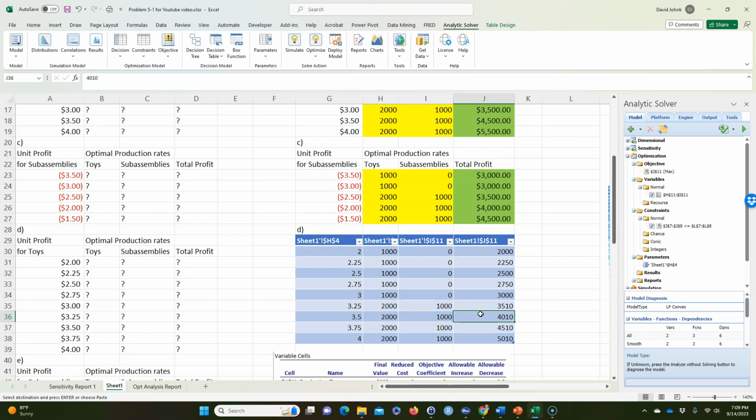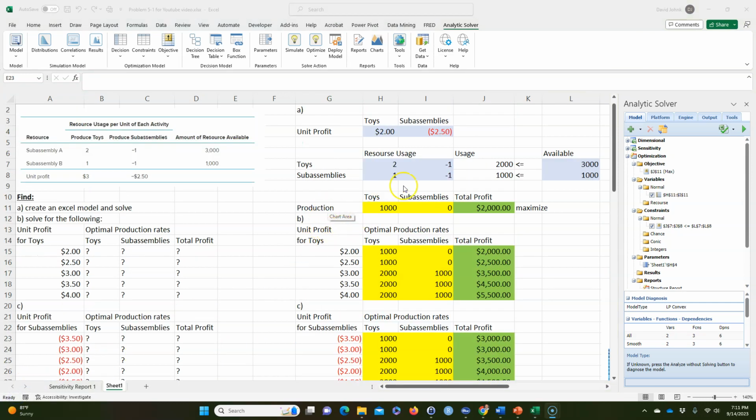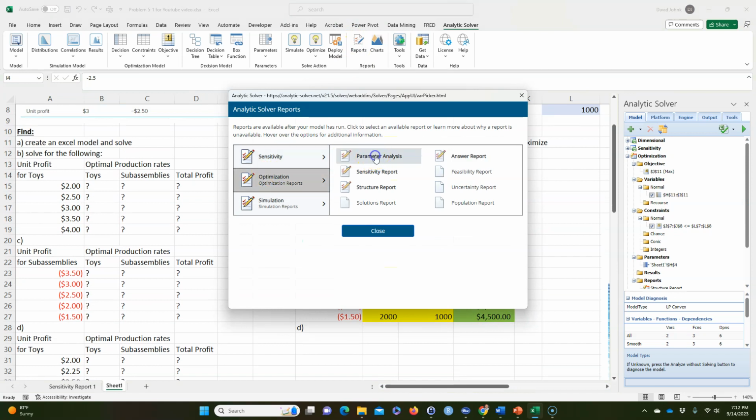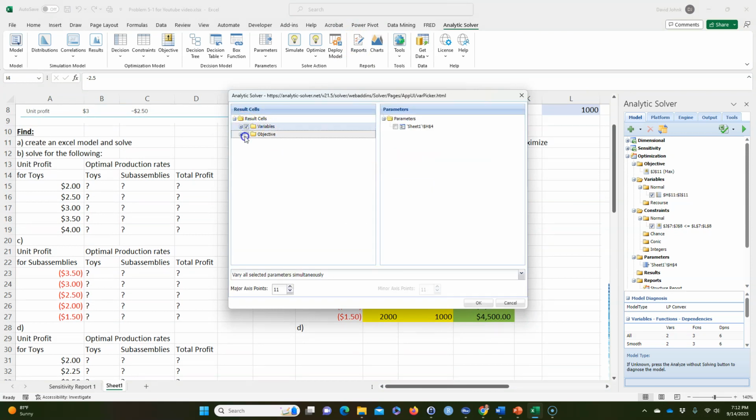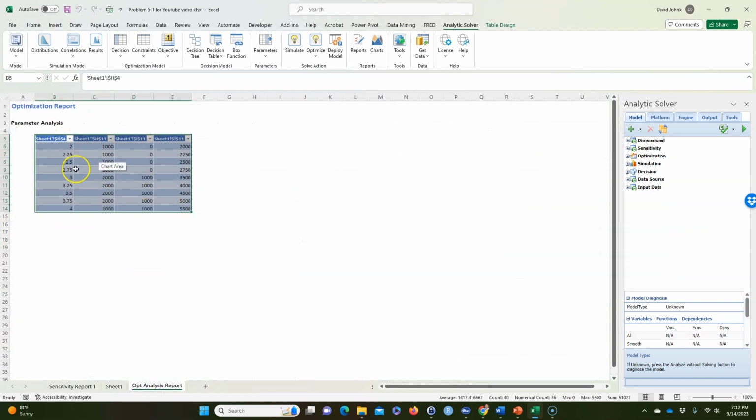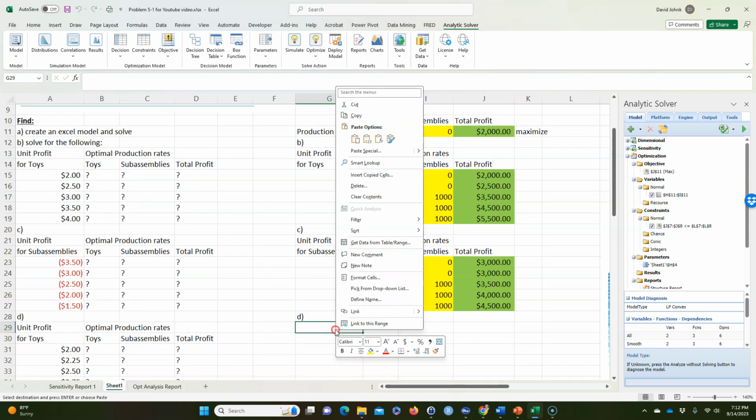3.5. So let me pause it for a second. Maybe I can figure it out. Okay, I figured out what I did. I didn't set this back to the original negative 2.5. I had that as 2.99. So again, let's try that again now. I'm going to go to Reports, Optimization, Parameter Analysis, and I'm going to click all these, and we'll change that to 9 and go OK. It won't be exact, but let's see if that looks a little bit better.